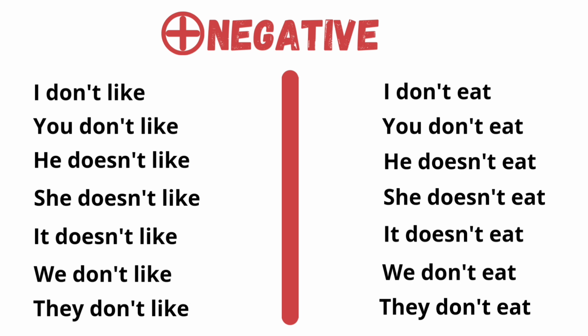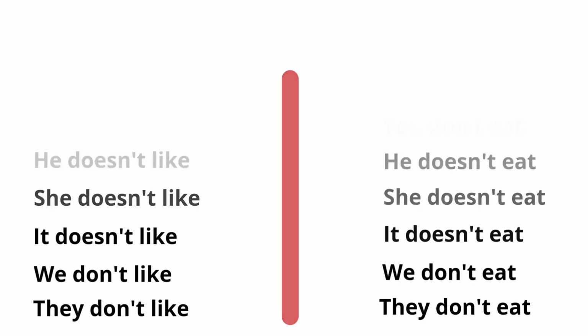Example with the verb to eat. I don't eat. You don't eat. He doesn't eat. She doesn't eat. It doesn't eat. We don't eat. They don't eat.